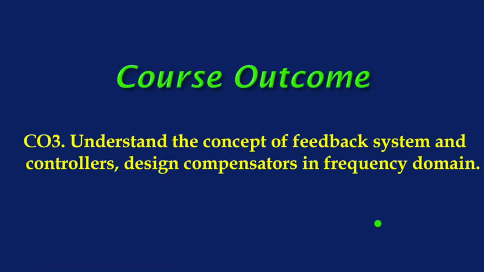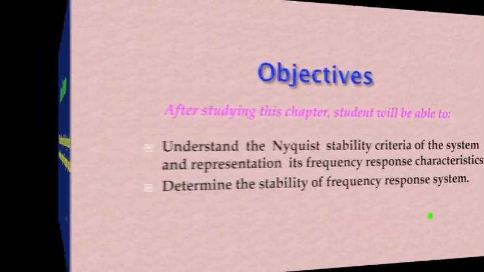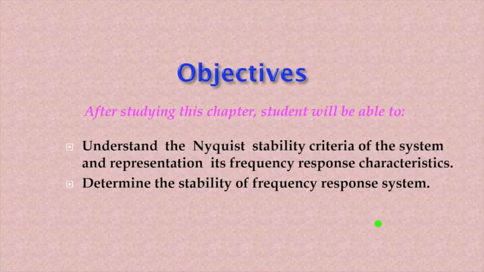Course outcome CO3: Understand the concept of feedback system and controllers, design compensators in frequency domain. Objectives: After studying this chapter, the student will be able to understand the Nyquist stability criteria of the system and the representation of its frequency response characteristics, and determine the stability of the frequency response system.